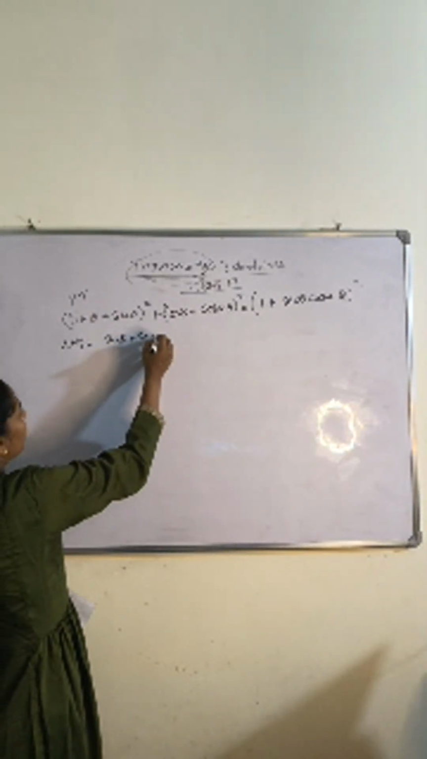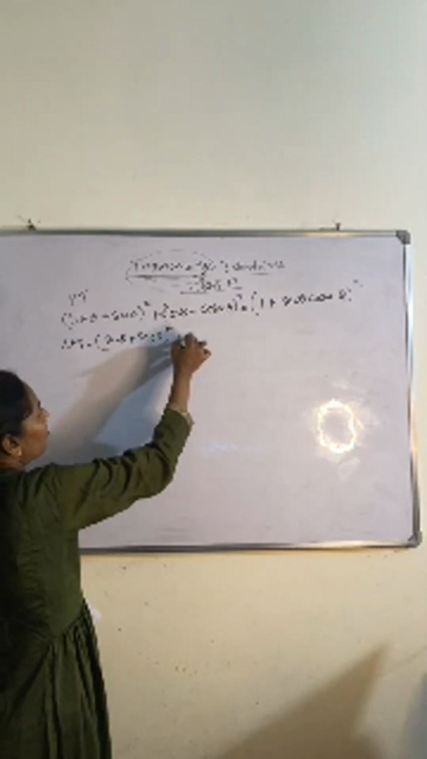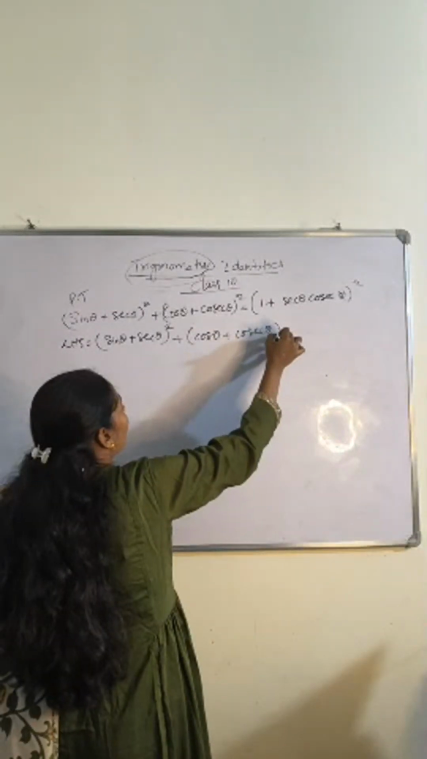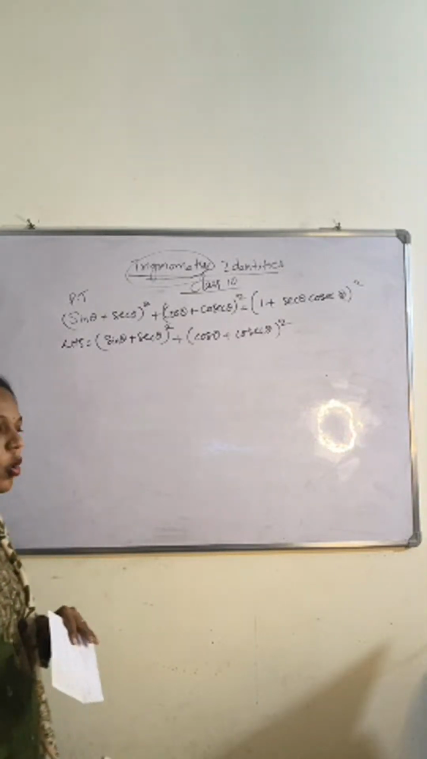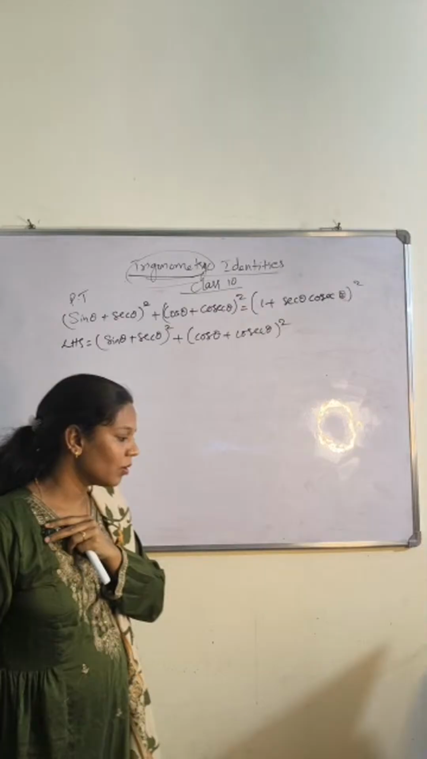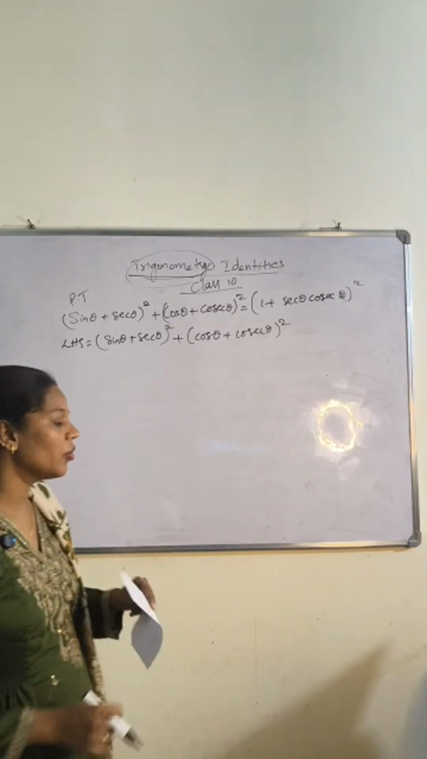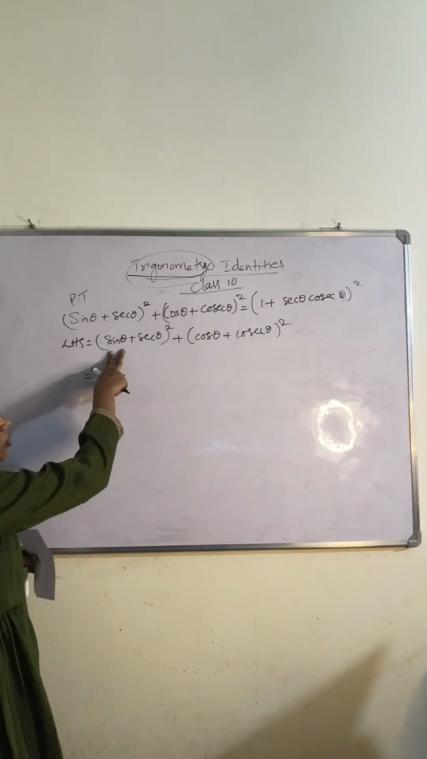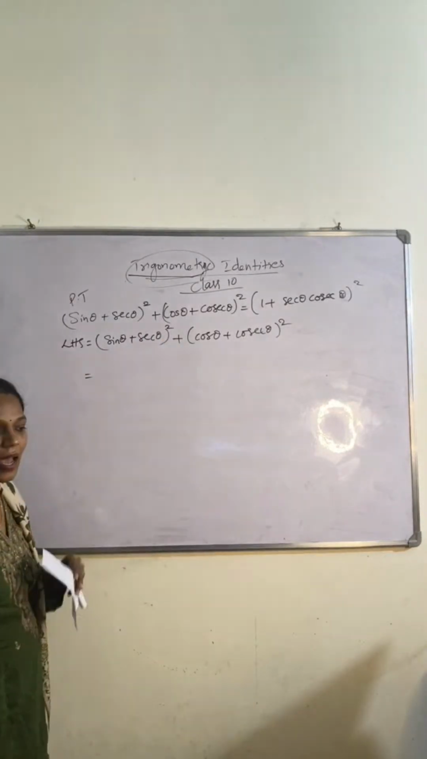Sin theta plus secant theta whole square plus cos theta plus cosecant theta whole square. Am I audible? Is my voice breaking? Please confirm. Yes, good, Varnika. So as soon as you see this, a plus b whole square.